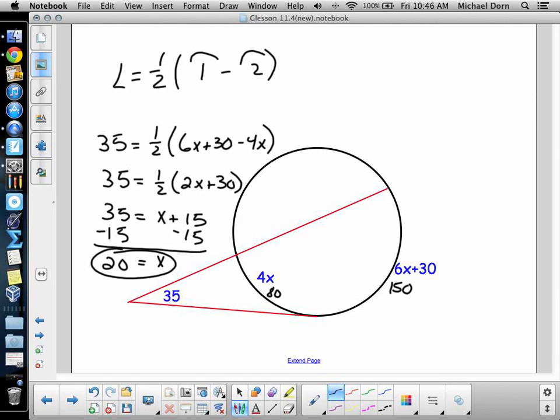But notice that the 35 and the 80 by itself, there's no relationship. You have to have the 150 there too. A lot of people on the quiz were trying to do just half of this arc equals that angle. It doesn't work that way. You have to use both arcs. Sometimes we get lucky and it works, but usually not.